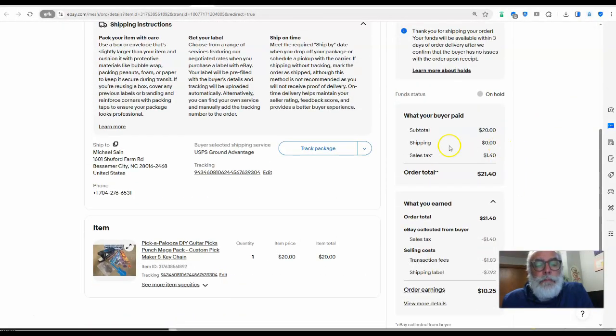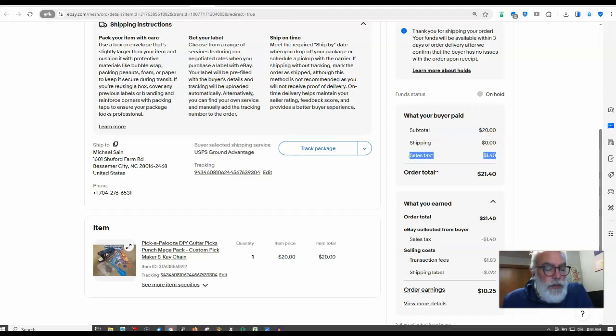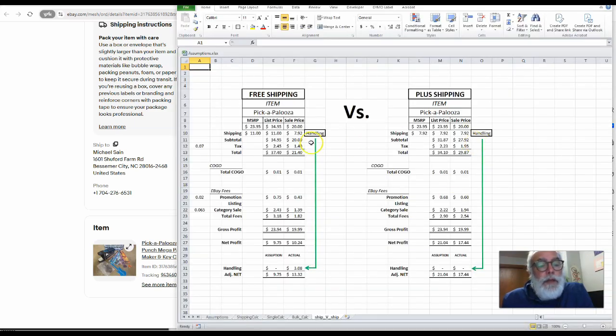Now, one thing stuck out in my mind when I was doing this spreadsheet. So let's go back over here real quick. I've got my tax set at 7% to come up with the $1.40. And this is calculating off of the $20 sale price of the item that also included shipping, right? So I am getting taxed on my shipping here because I'm including the price for shipping in my price overall.